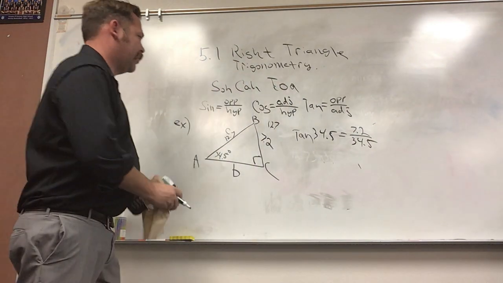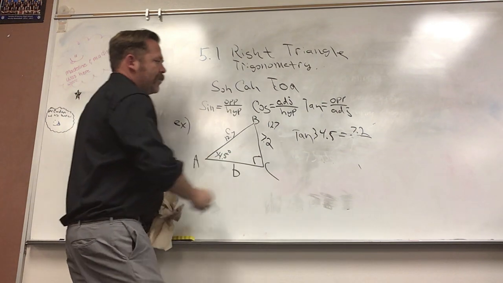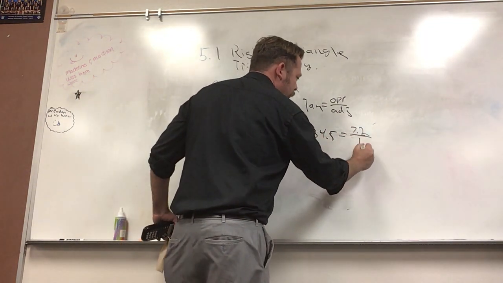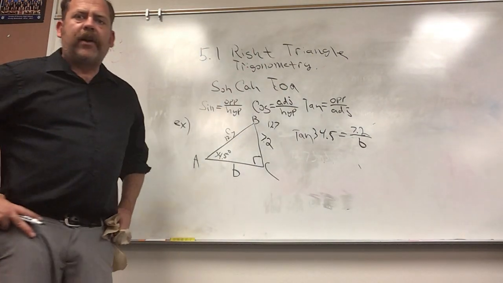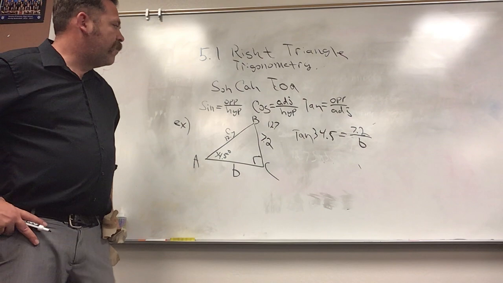Oh wait, no, I'm sorry. The adjacent side is B. So tangent of 34.5 equals opposite 7.2 over B, which we're solving for. Sorry for that mistake. Glad I caught it before I had to restart the video. So now we're going to solve for B.